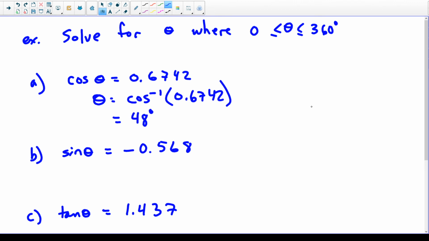Great. However, 48 degrees is here. The cosine is the x value. What other angle would also give me that value?